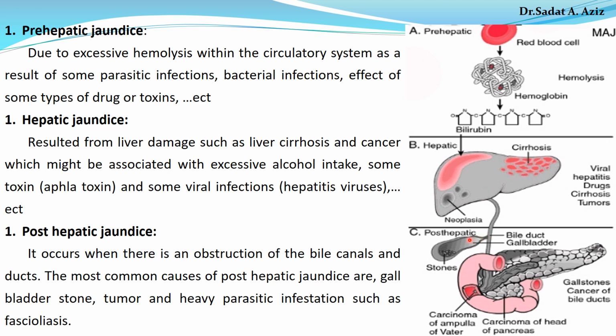Lead to the obstruction, or it can lead to what? To preventing the bile flow, and this might lead to what? Lead to the accumulation of the bilirubin within the circulatory system. Also, sometimes we have a specific type of tumor or cancer within the GIT or near the pancreas or other structures. This leads to what? Lead to the obstruction of the bile canals.